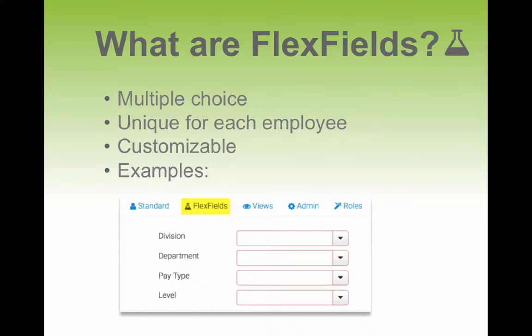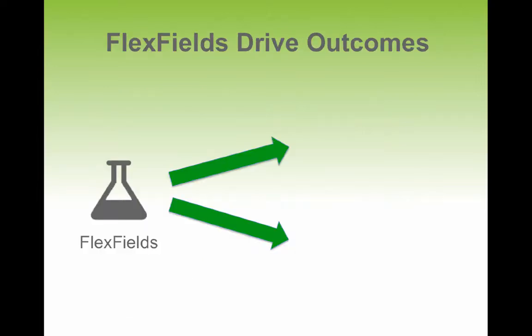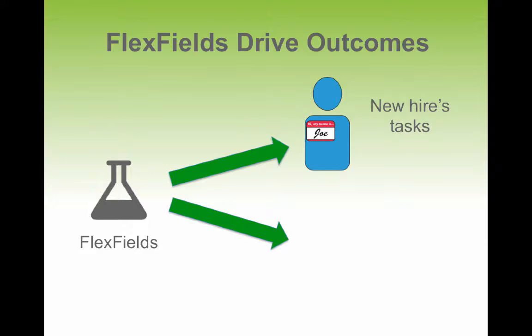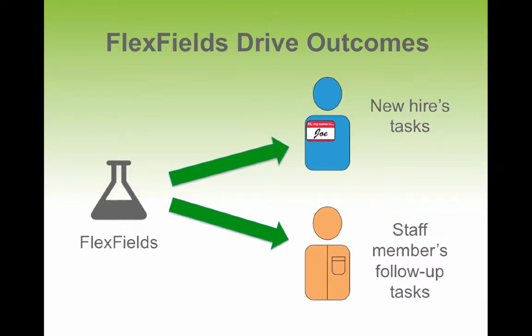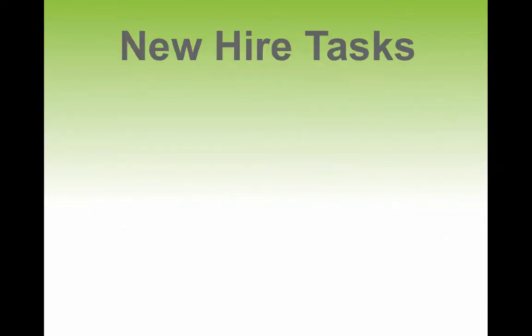Examples of different FlexFields might include individual employee attributes such as division, department, exemption status or pay type, and employee level. The values selected for FlexFields on an employee record drive two primary outcomes within OnboardCentric: tasks assigned to the new hire and follow-up tasks assigned to an internal staff member. First, let's talk about new hire tasks.